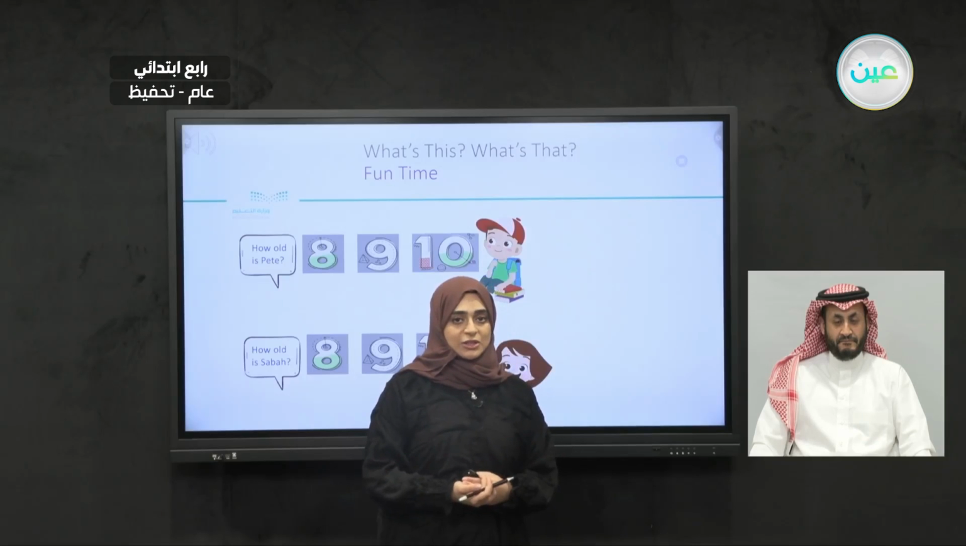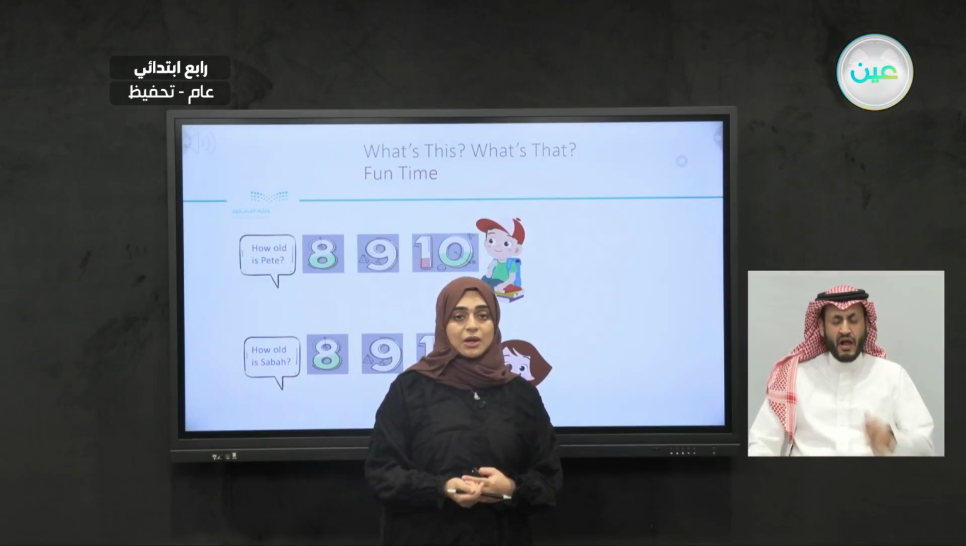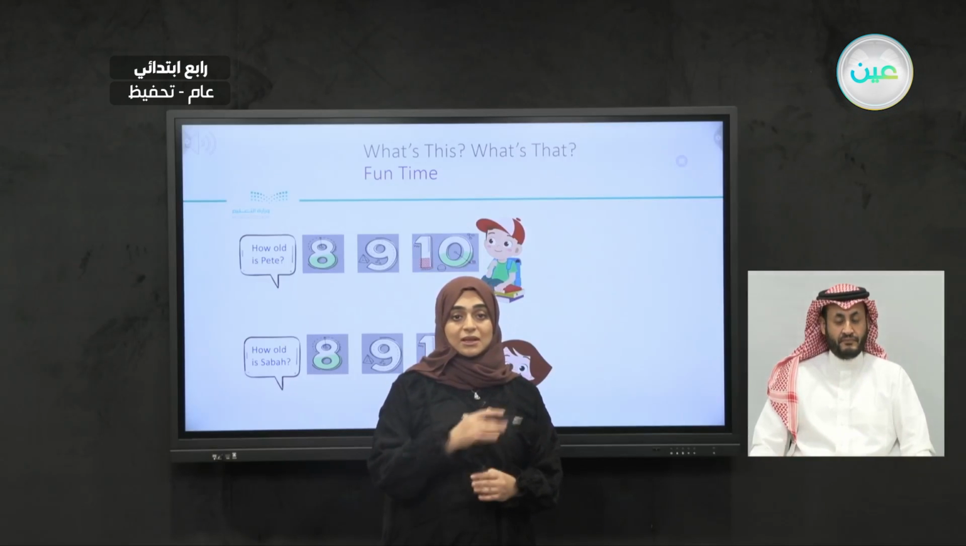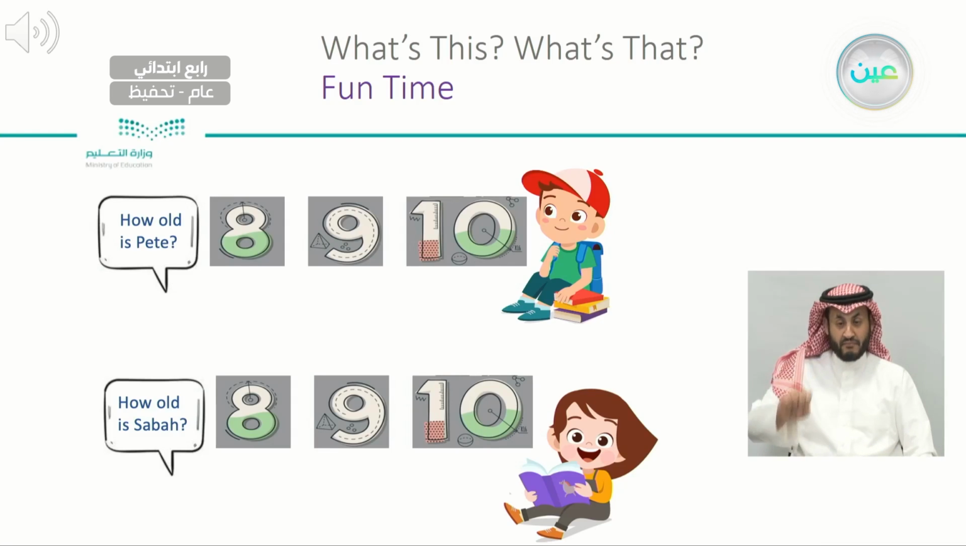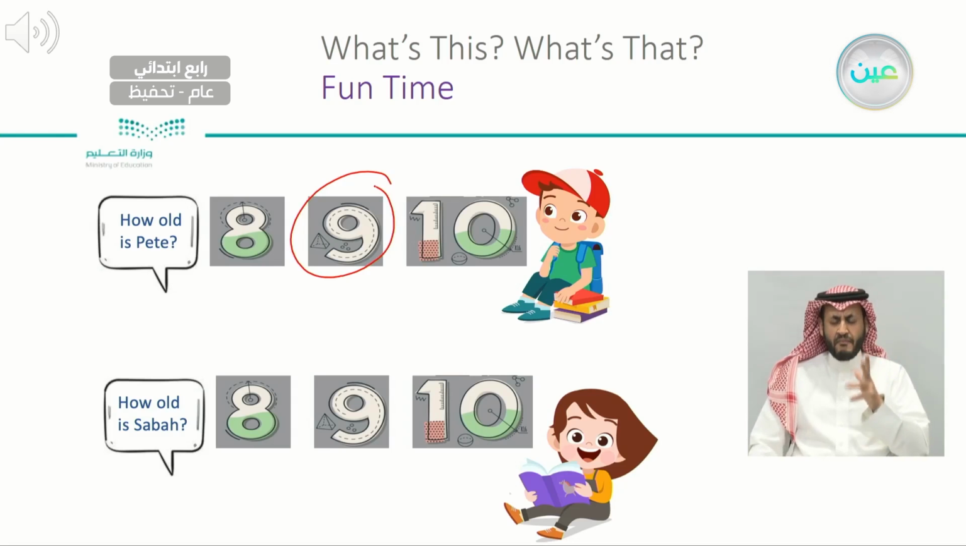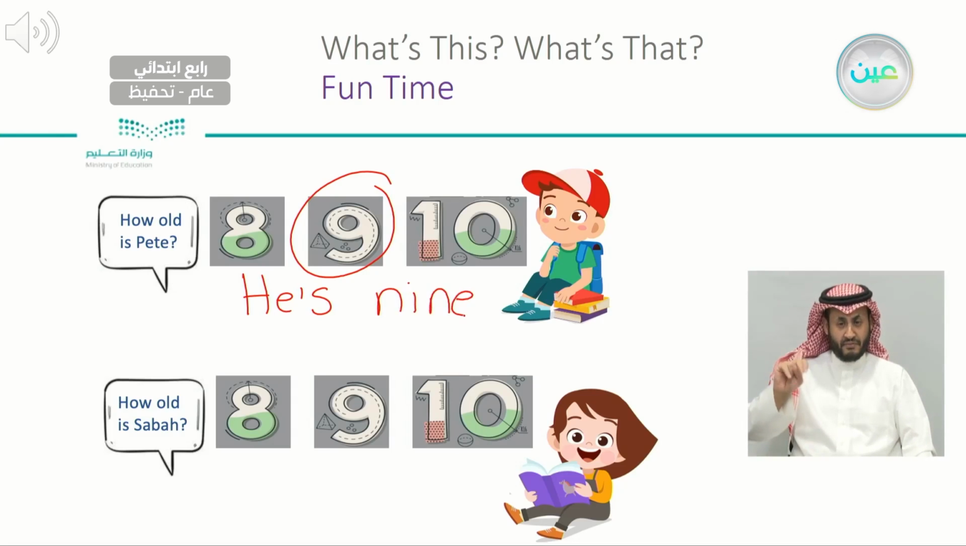So Pete, what do we say? Did you hear the audio? How old is Pete? He's... Let's guess that he is 9 maybe? He is 9. H-E. He's N-I-N-E. Full stop. What about Sabah?